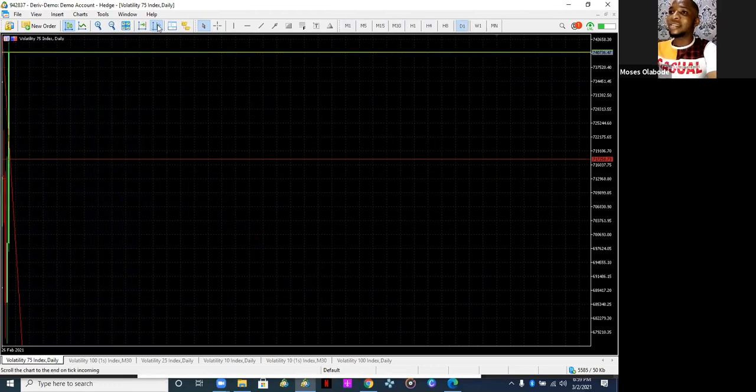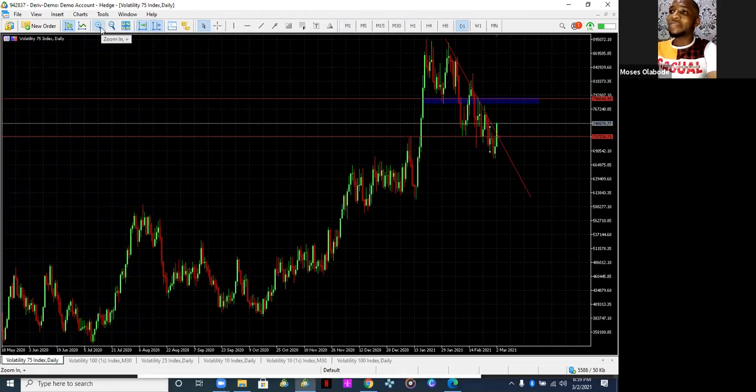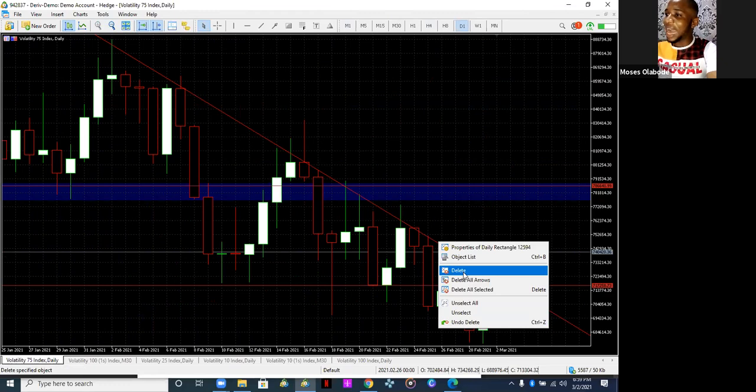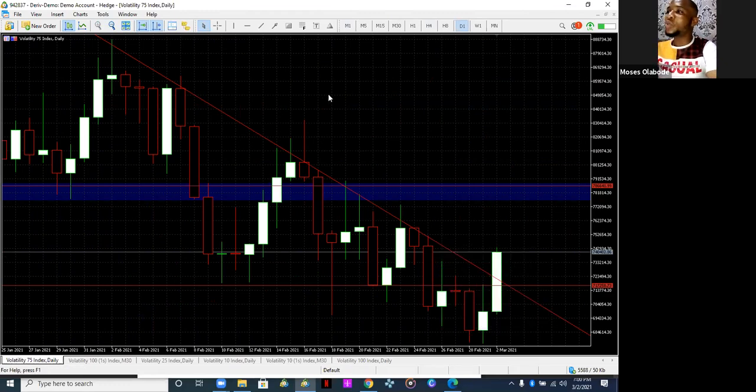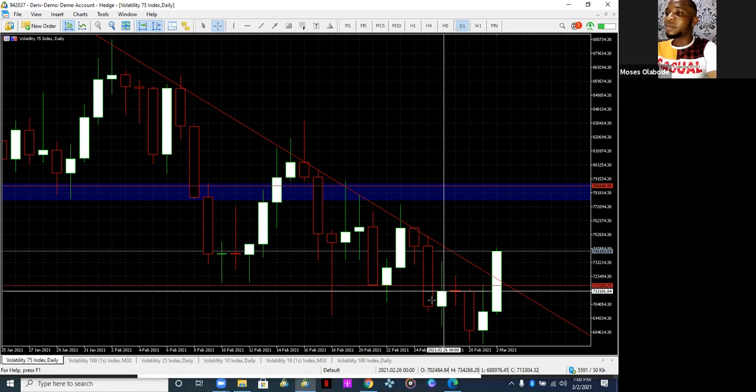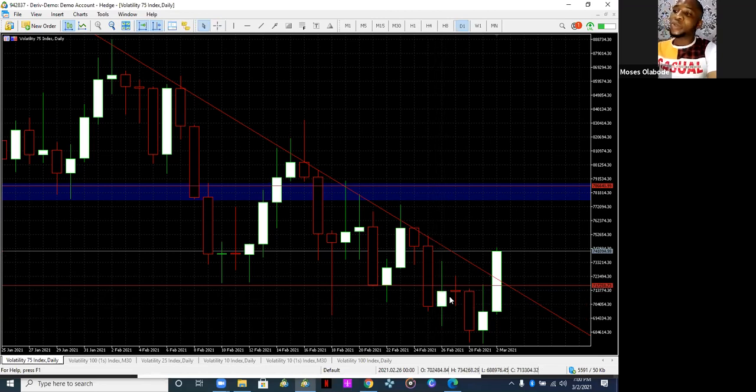Then the next day, funny enough, after that particular day, what happened? It closed with a spinning top pattern. You'll be like, what is this market trying to do around here? So after this bearish close, it formed a spinning top pattern around here again. So I didn't trade the following day. And as you can see, the following day is even worse.